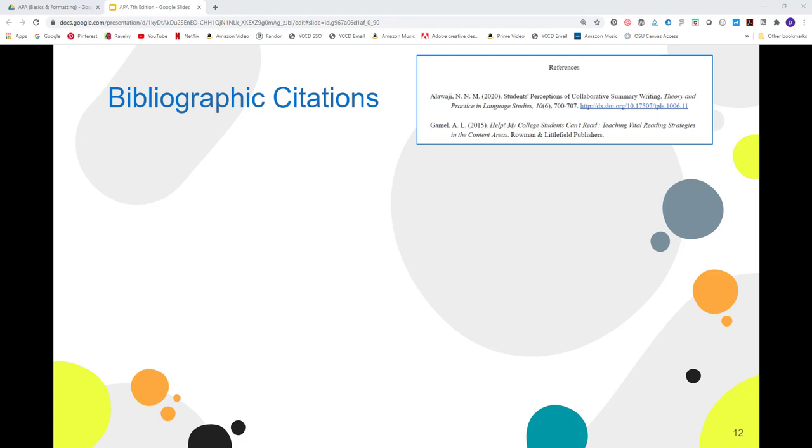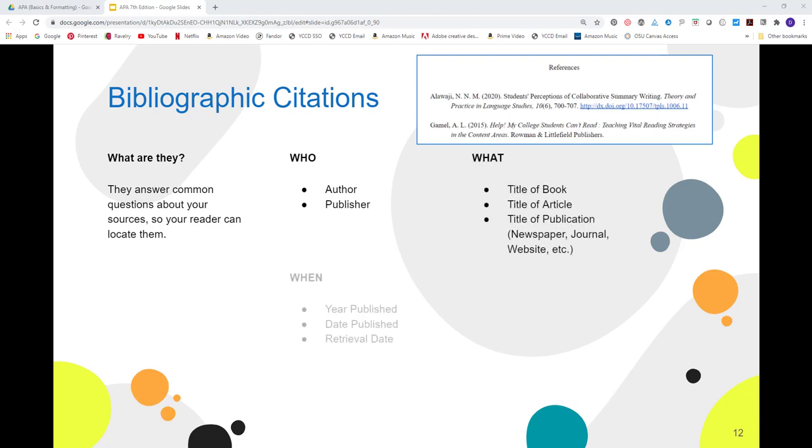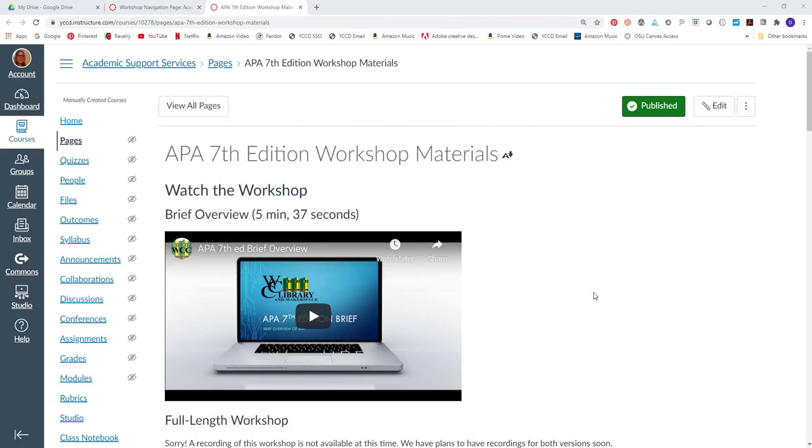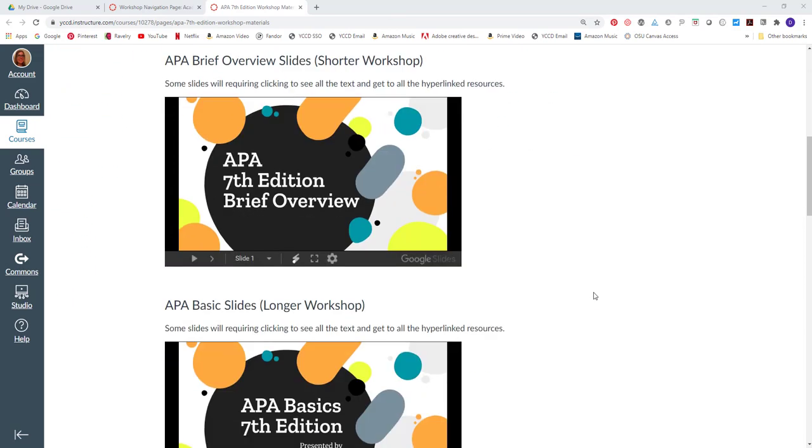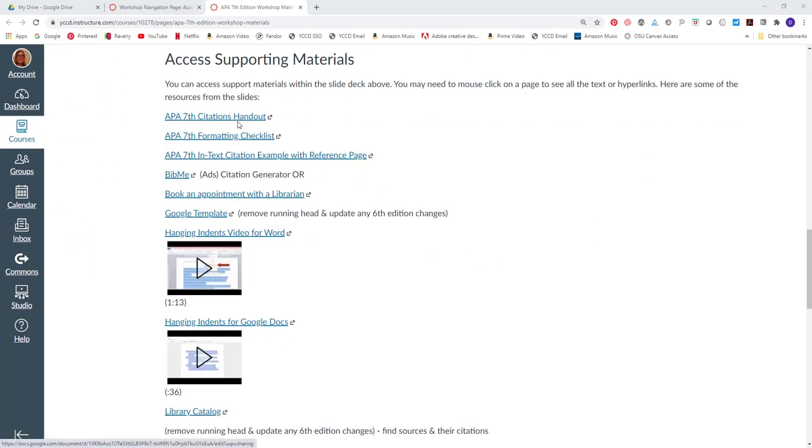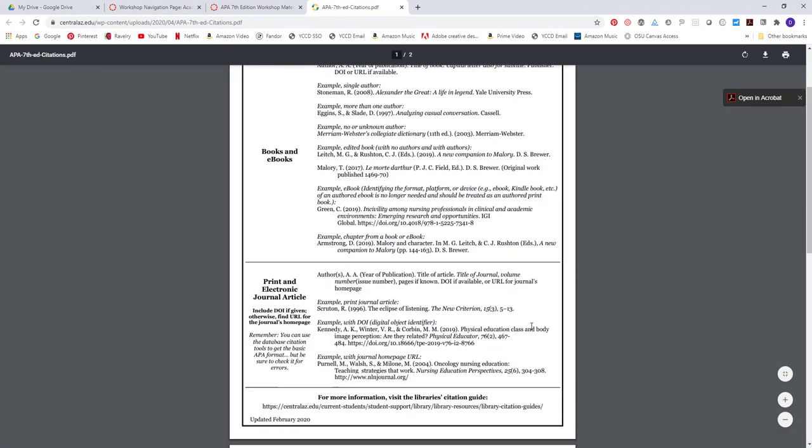Your reference page includes citations for every source you listed in alphabetical order. These citations provide information so the reader can find your sources. The citations provide information that answers the who, what, when, and where questions about your sources. Although all citations have things in common, such as the author, publication year, and title, some sources require additional details to effectively identify them. There is a brief handout available to you in the Academic Support Services Canvas environment and on the library's website that provides examples of citations for different types of sources.